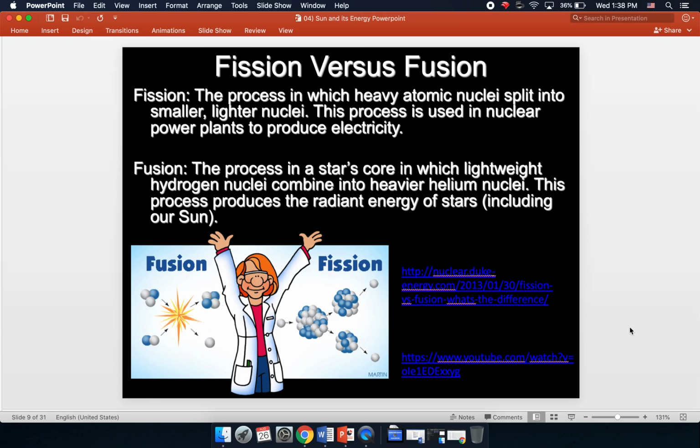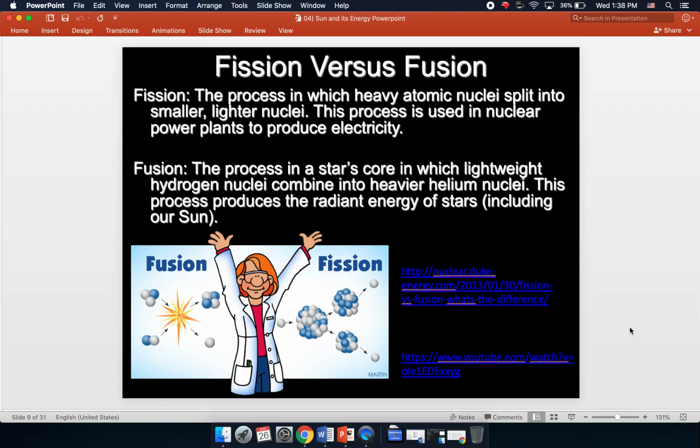All right, now let's talk about fission and fusion. We're going to talk about them together because they're related processes, in the sense that they're total opposites of each other. With fission, heavy atomic nuclei or large atoms are split into smaller, lighter nuclei or atoms. So you have a large atom that is split into smaller atoms, and it produces energy. This is the process we use in nuclear power plants.